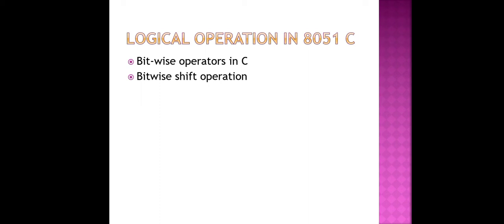First is the bitwise operator in C. Every C programmer is familiar with the logical operators AND, OR and NOT. Many C programmers are less familiar with the bitwise operations, and these bitwise operators are widely used in software engineering for embedded systems and control programs. Second is the bitwise shift operator. Then we will discuss them in detail.